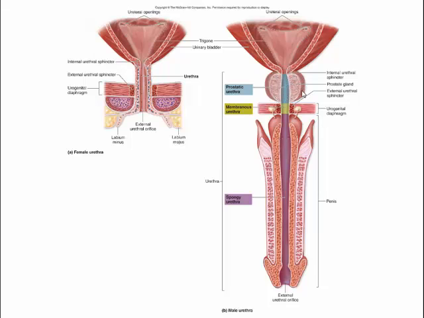The prostate rests on the urogenital diaphragm, again, part of the pelvic floor containing skeletal muscle. The short region of the urethra that passes through this structure is the membranous urethra. The last, longest region is the spongy or penile urethra. This ends at the external urethral orifice.